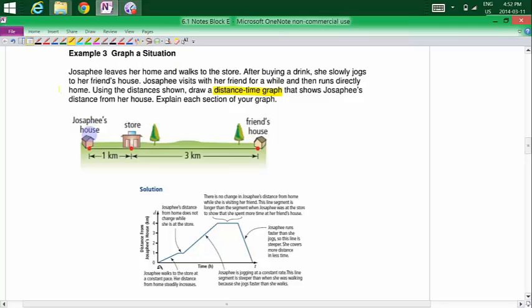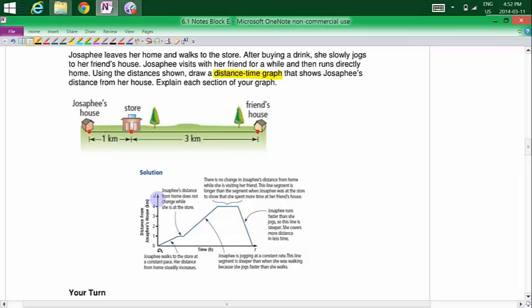Okay, so here's a diagram of the scenario. You have Josephine's house, the store, and her friend's house. From Josephine's house to the store is 1 kilometer, and from the store to her friend's house is 3 kilometers. So the total journey is 4 kilometers. And we're going to graph that on a distance time graph. So here's our graph. So along the y-axis, we have the distance from Josephine's house, and then along the x-axis, we have the time.